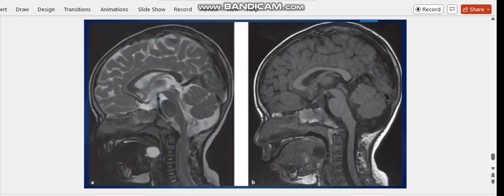This is a lesion seen at the base of the tongue, low signal on T1 and high signal on T2. So this is a cystic lesion. It's not thyroid tissue. This is most likely a thyroglossal duct cyst at the base of the tongue.